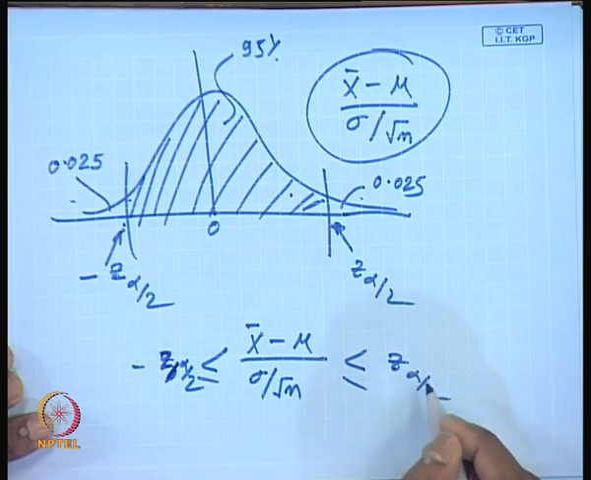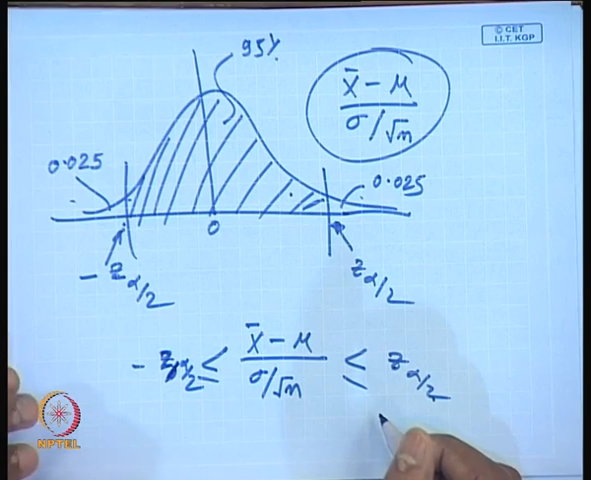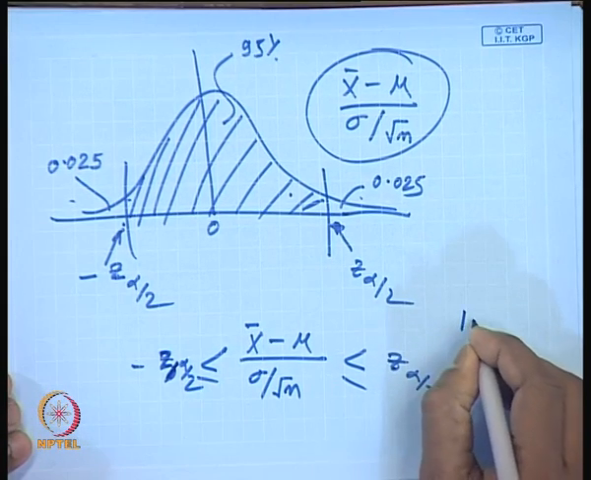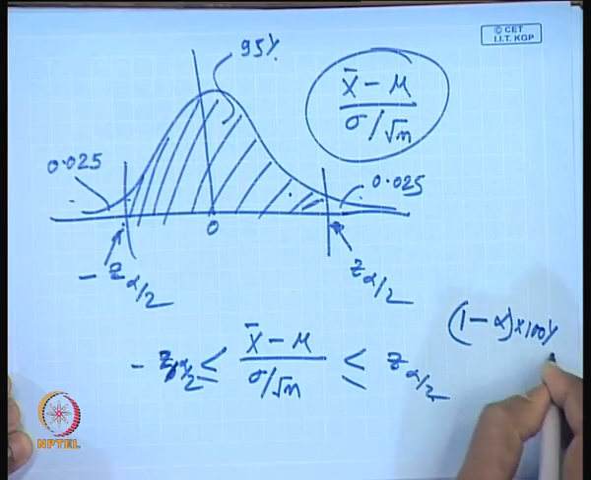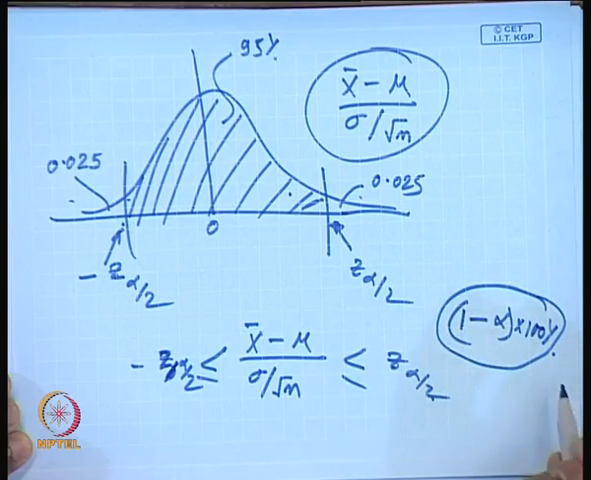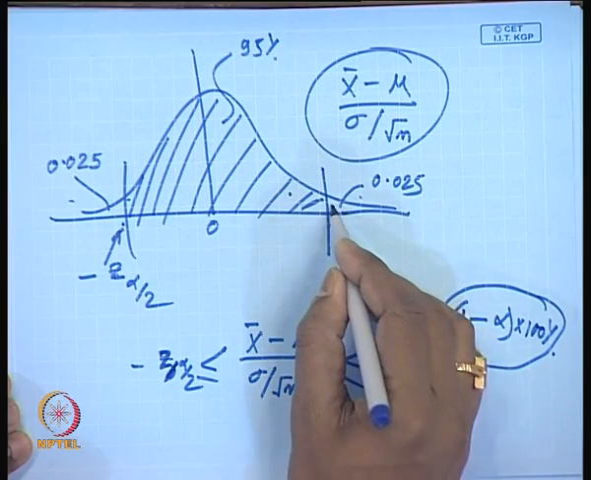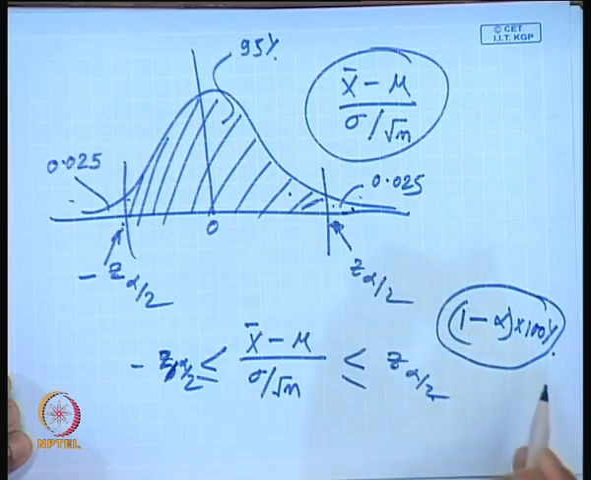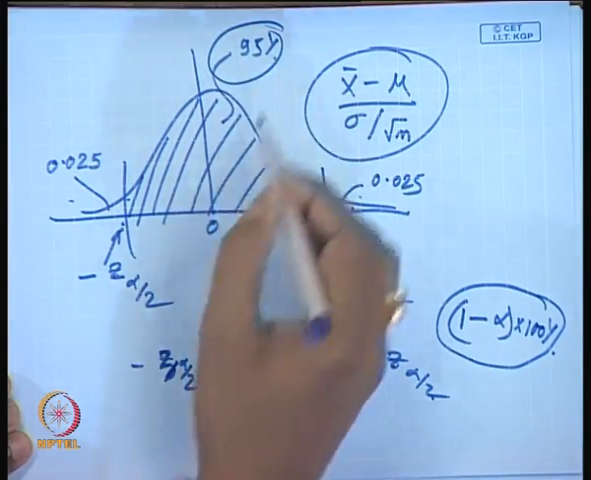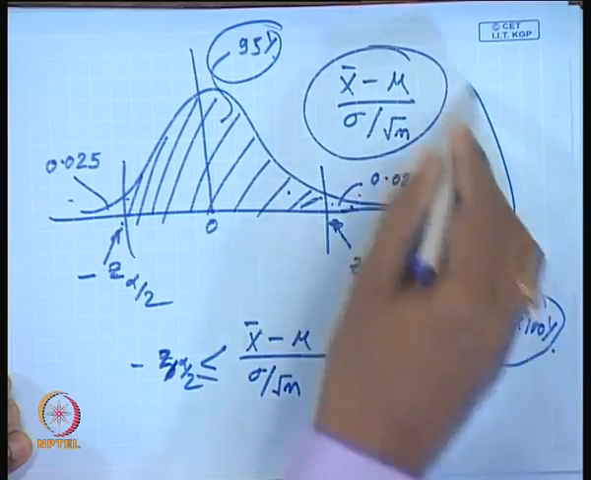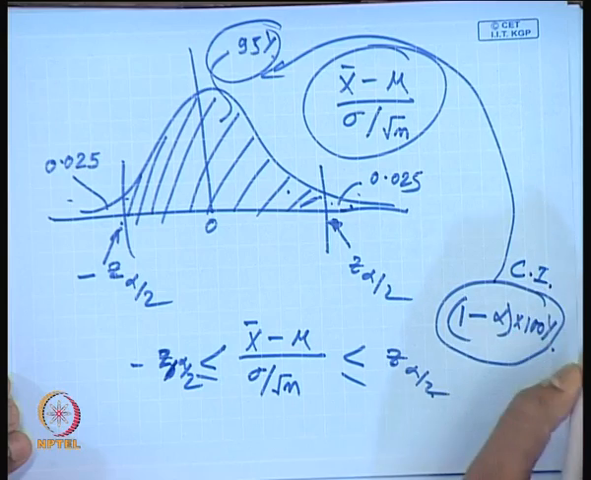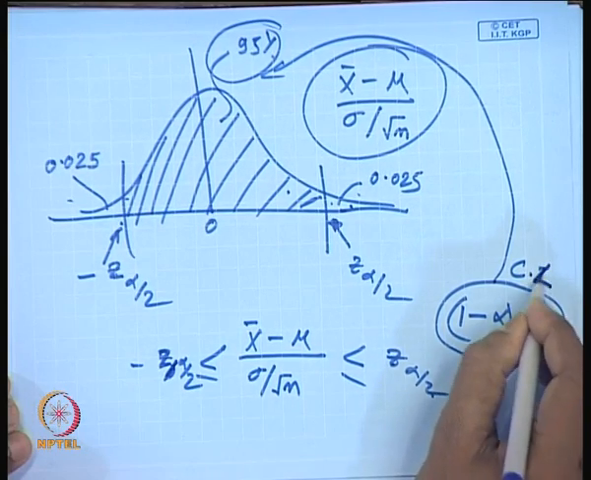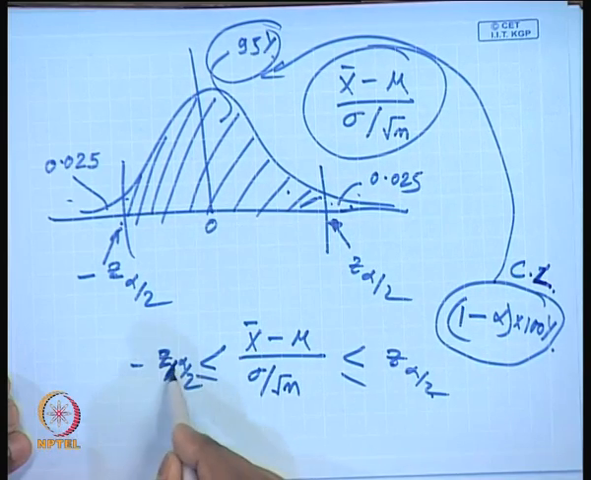So, if I want to relate this to the confidence level, it will be 1 minus alpha multiplied by 100, the confidence level that we can state. If this white area is the alpha by 2, then the 95 here, in case of 0.25 here, can be related to this one. So this is the confidence level that we are talking about, once we put these limits as z alpha by 2.